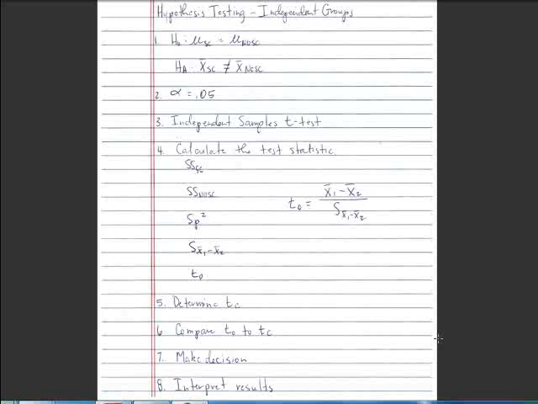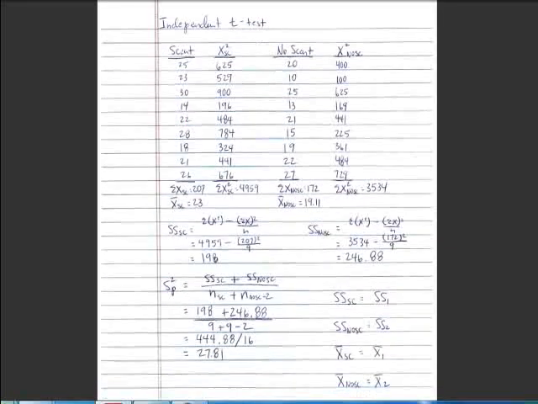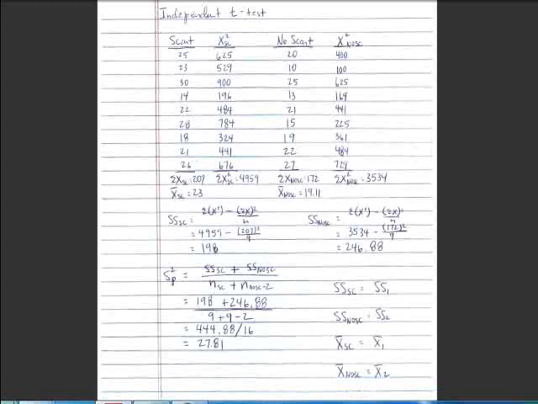Step number 5 is to determine t-critical. I have a separate lesson that's going to introduce you to that. Step number 6 is to compare t-observed to t-critical. Step number 7, make your decision. And step number 8, interpret your results. So let's look at the next slide and start talking about how to make some of these calculations.